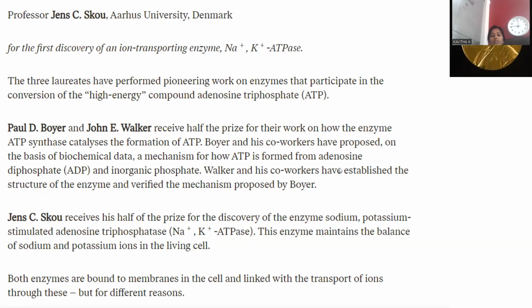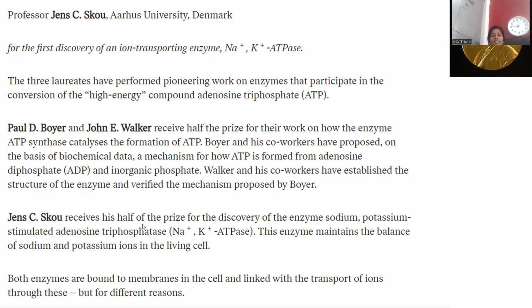Boyer and his co-workers gave a biochemical basis for the mechanism of how ATP is formed from adenosine diphosphate. Adenosine diphosphate combines with inorganic phosphate so that triphosphate originates. Walker and his co-workers established the structure of the enzyme and verified the mechanism given by Boyer. Whatever assumption was given by Boyer, the mechanistic part and the proof for the entire concept was given by Walker, so it is a collaborative work, and they were together awarded the Nobel Prize in chemistry.